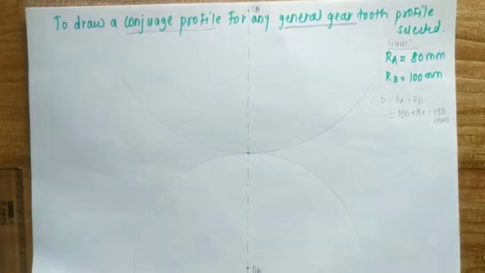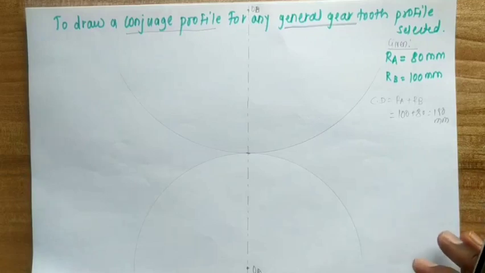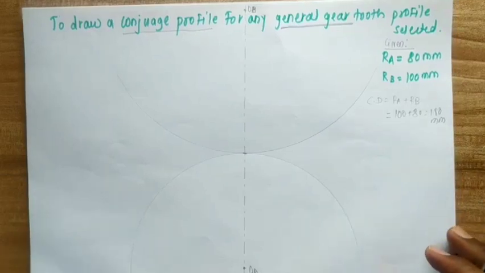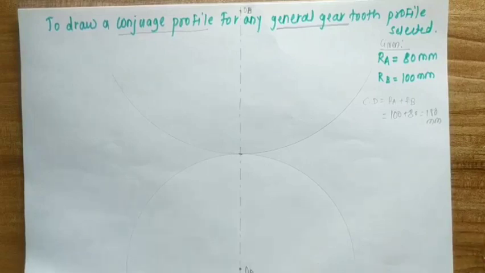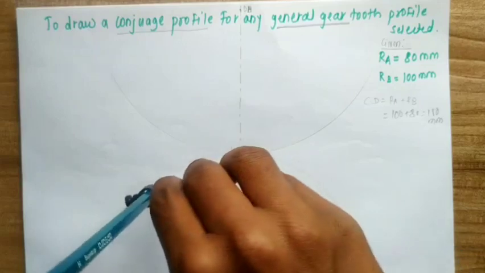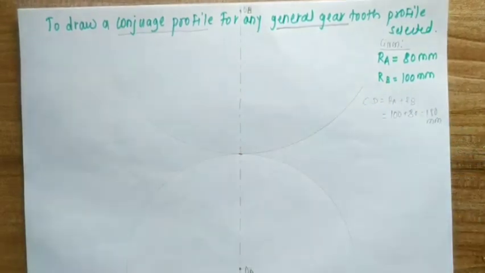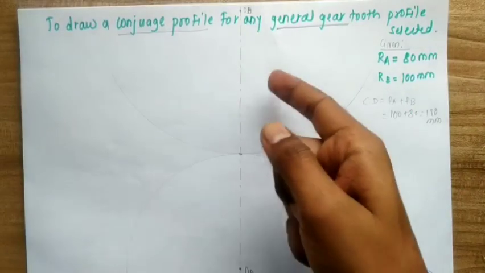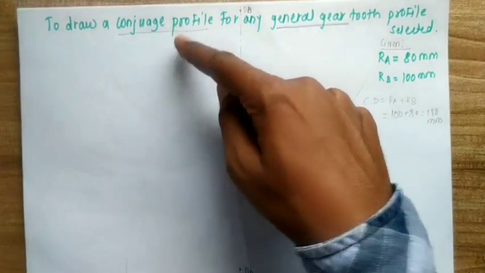Now next step I have to follow is I have to select one random profile, and for selecting this random profile I choose gear A. On gear A I will select a random profile, and that profile I select is a straight line. So somewhere I will mark that profile. You can select on gear B also. If you select on gear B, the corresponding profile you will obtain on A. Here I am selecting on A, so I am getting the conjugate profile on gear B.